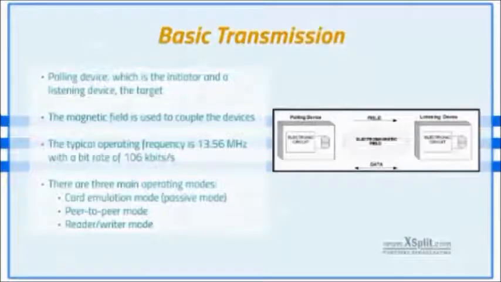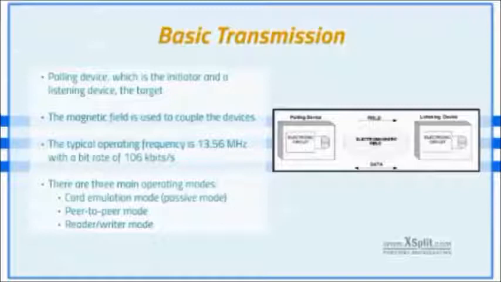Basic transmission. As the picture shows, there is a polling device, which is an initiator, and a listening device, the target. The polling device generates a magnetic field which induces a current in the antenna of the listening device, the NFC tag, which then powers the NFC chip. The listening device itself will then generate its own magnetic field, which will allow for two-way communication, a key property of NFC tags. The magnetic field is therefore used to couple these two devices. The typical operating frequency is 13.56 MHz, with a bit rate of 106 kbits per second.